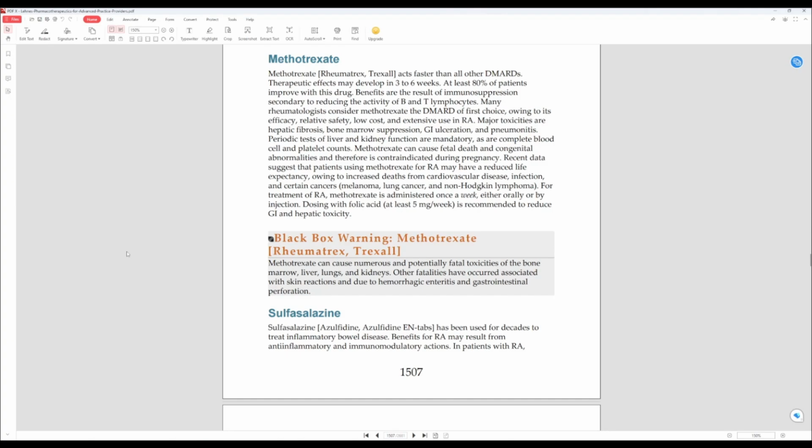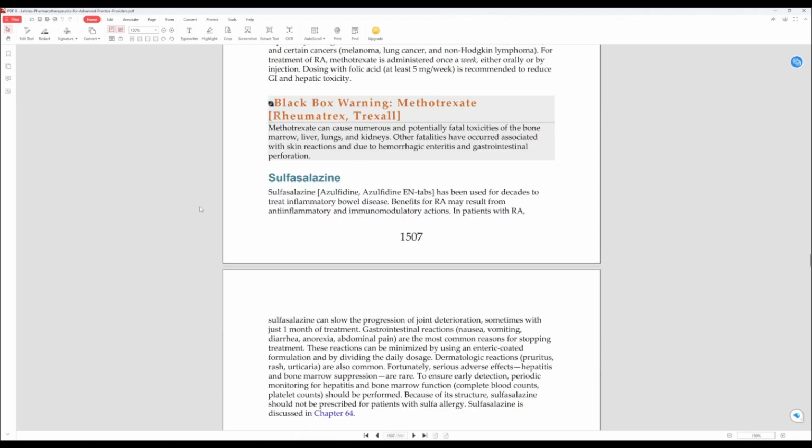For treatment of rheumatoid arthritis, methotrexate is administered once a week, either orally or via injection. Dosing with folic acid is recommended to reduce the GI and hepatic toxicity. So that brings us to its black box warning. Methotrexate can cause numerous and potentially fatal toxicities of the bone marrow, liver, lungs, and kidneys. Other fatalities have occurred associated with skin reactions and due to hemorrhagic enteritis and gastrointestinal perforation.